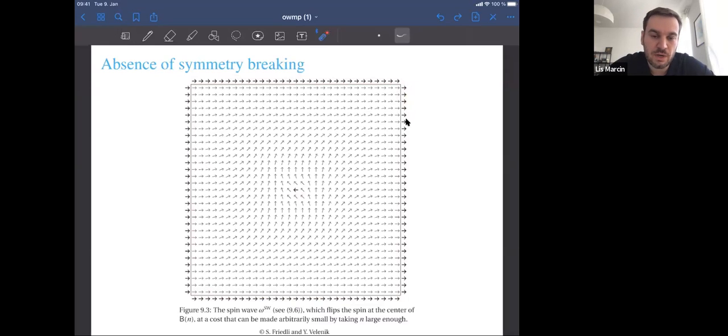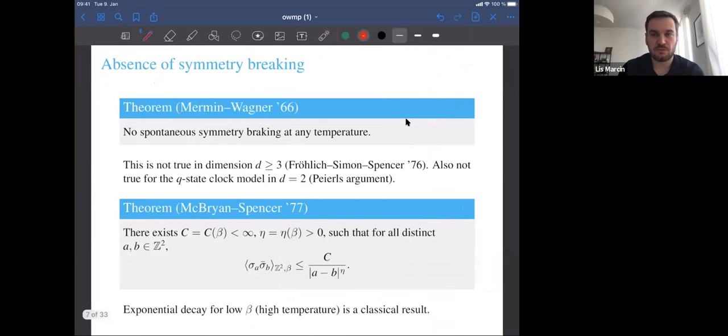And one can compute the energy of this configuration. The energy of this configuration will be of order 1 over the logarithm of the size of the system. So it will vanish when the box grows to infinity. And because of that, we will see configurations like that appearing in the system because they have 0 energy in the limit. So this is the content of the famous theorem of Mermin and Wagner, who said that there is no spontaneous symmetry breaking at any finite temperature in the model. And this holds for any model with continuous symmetry, actually.